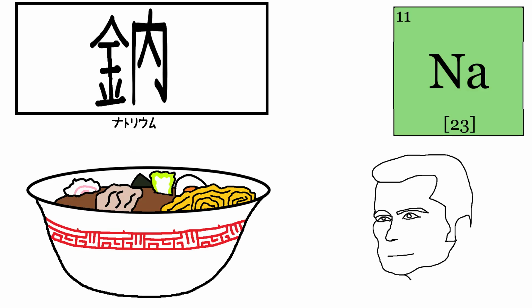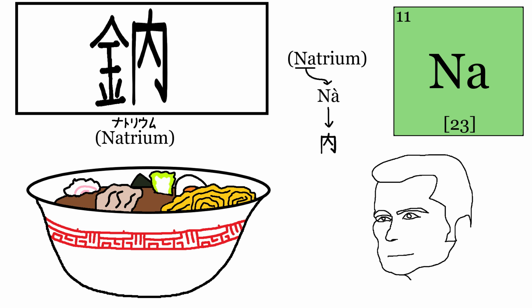Sodium is written like this. Fun fact, in Japanese, sodium isn't sodium, it's natrium. The same reason why the symbol of sodium is Na. It derives from the Latin word natrum, aka soda. Interesting, right? Anyways, nai. Next one.